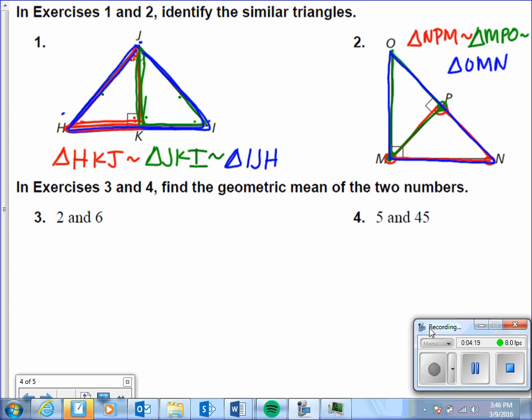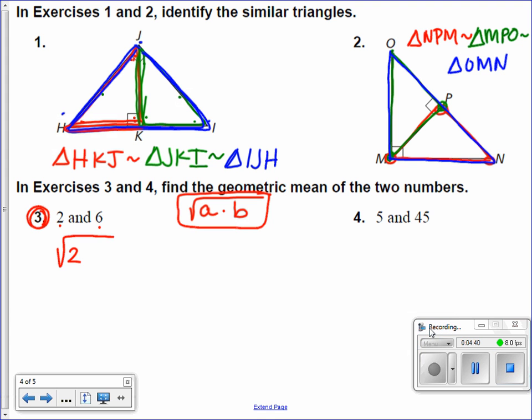3 and 4, geometric mean. We learned a little formula yesterday. The geometric mean is always the square root of the 2 numbers multiplied together. This is how you find geometric mean. So if we're finding the geometric mean of number 3, we're going to take 2 and 6, multiply them and take that square root. In this case, 2 and 6. What is 2 times 6?